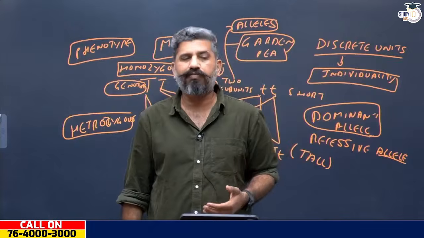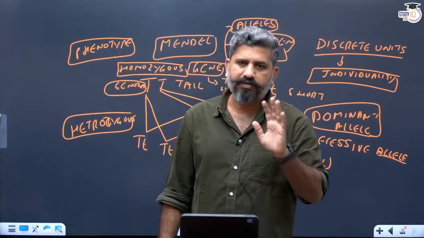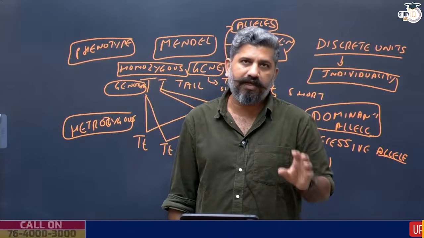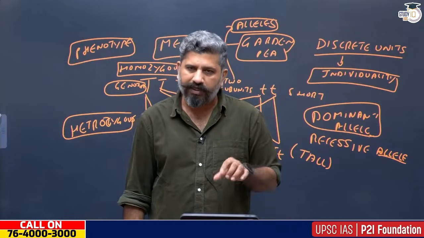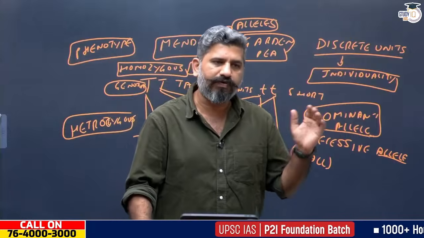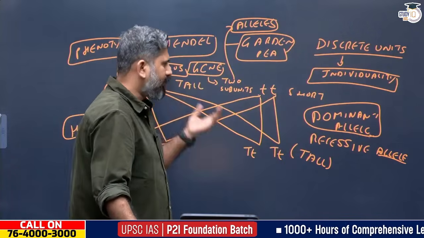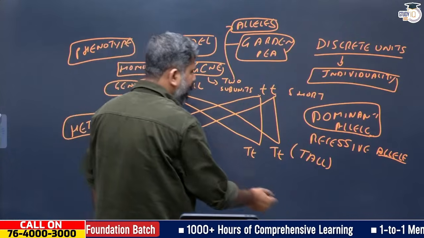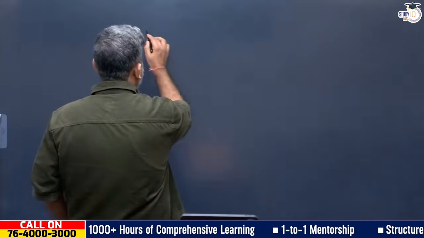Dominant is the one which is able to express itself in the phenotype in a heterozygous condition also. While the recessive one is the one which is able to express itself in the phenotype in which condition? In homozygous condition only, right? So the recessive trait will express itself in the phenotype only when the genotype is homozygous, right?